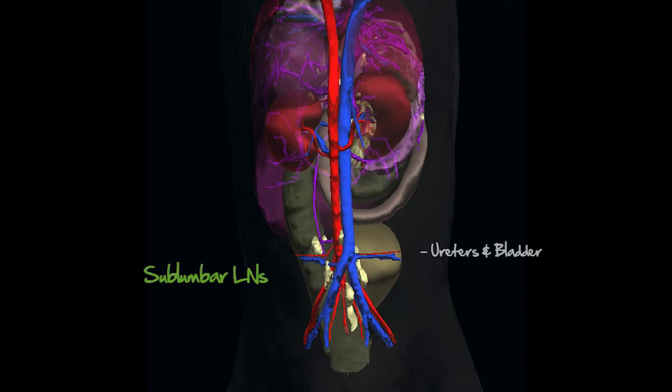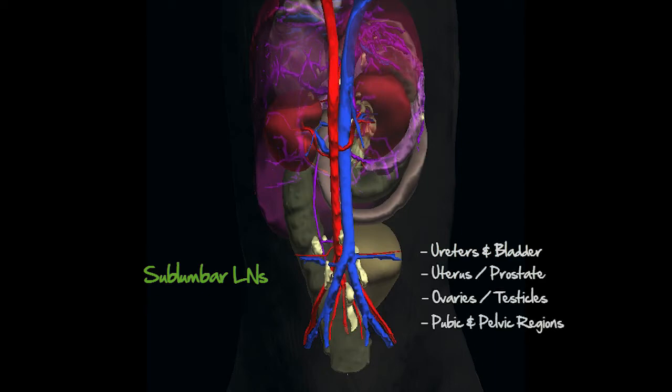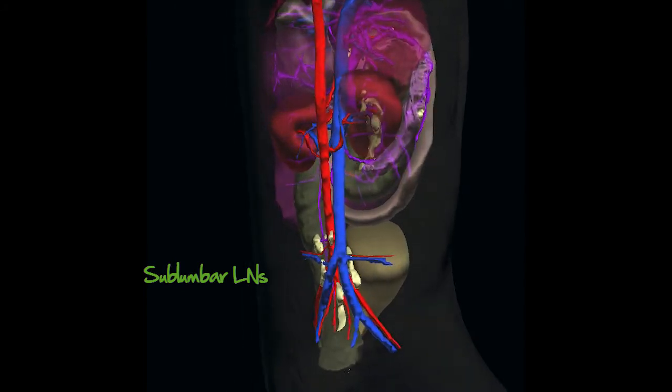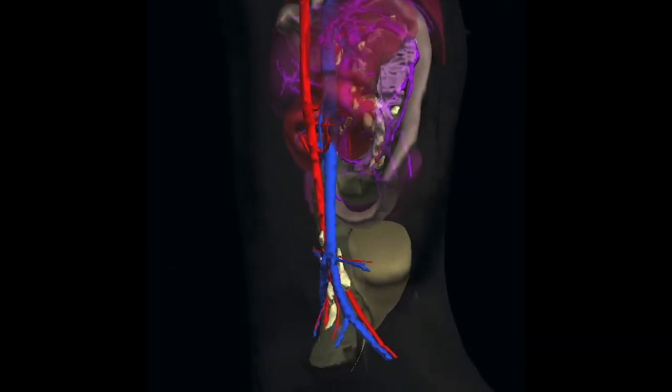This group of nodes drains the ureters, bladder, uterus or prostate, ovaries or testicles, and the pubic and pelvic regions. An examination of these nodes is especially indicated when a tumor is present involving any one of these structures.